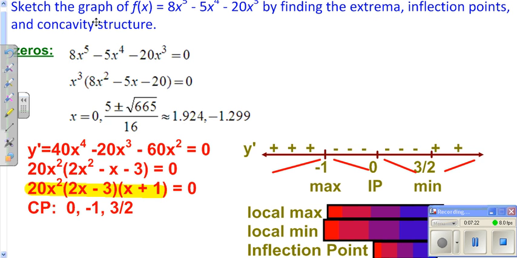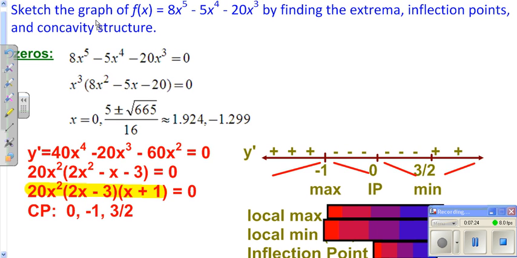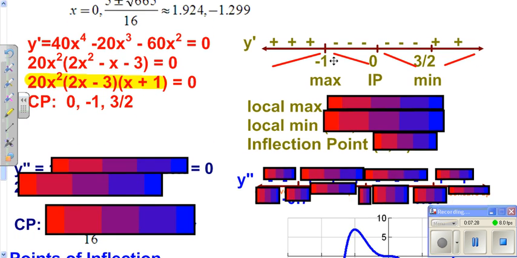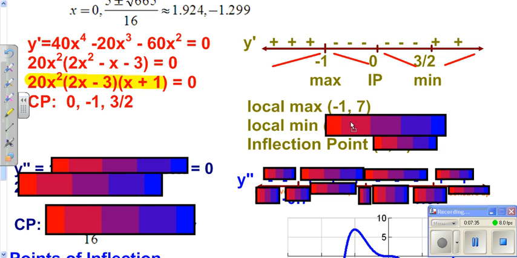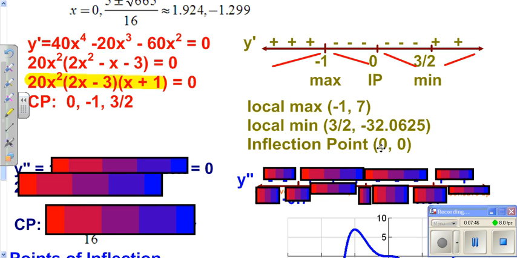Then you'd actually want to go ahead and find those points. So you'd actually want to go ahead and take and plug negative 1 into your original problem. Then we want to take 3 over 2, plug it into your original problem. Our inflection point, to find that, you want to take your 0, plug that into your original problem.